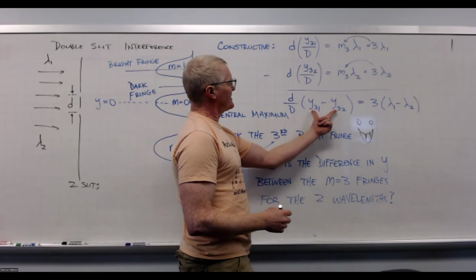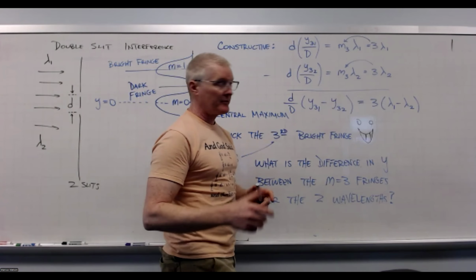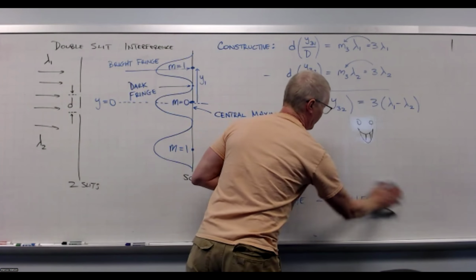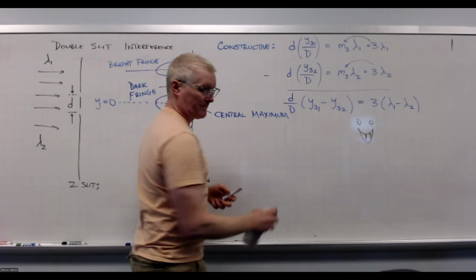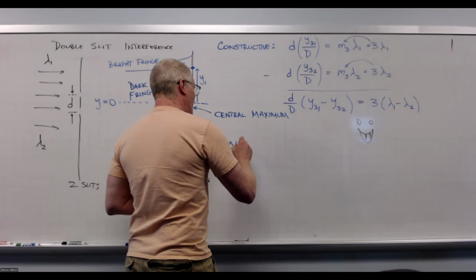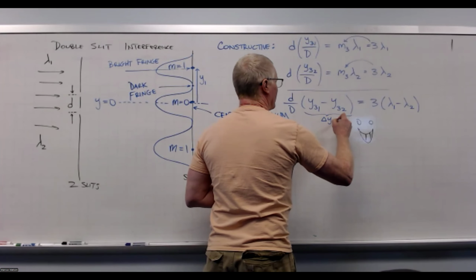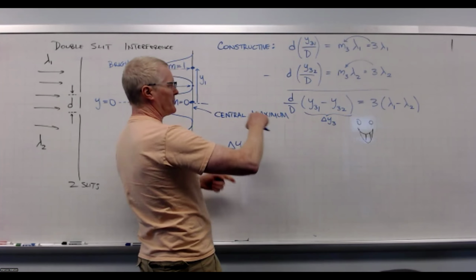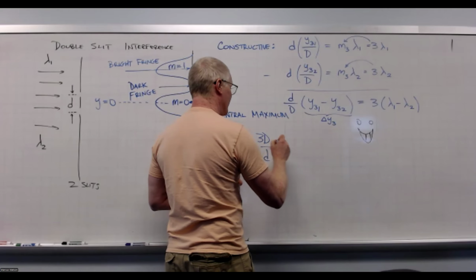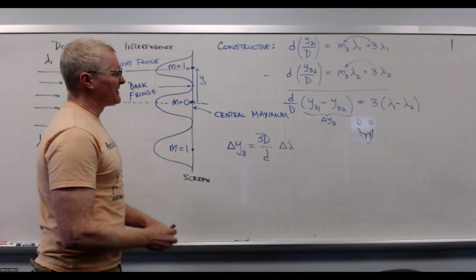Therefore, if I want this distance here, all I got to do is flip that over, multiply it on that side, and I can put some numbers in and see what happens. So let's do that. I'm just going to call that the delta in y3. And so delta in y3 is capital D divided by little d times 3 times delta in lambda, lambda 1 minus lambda 2.